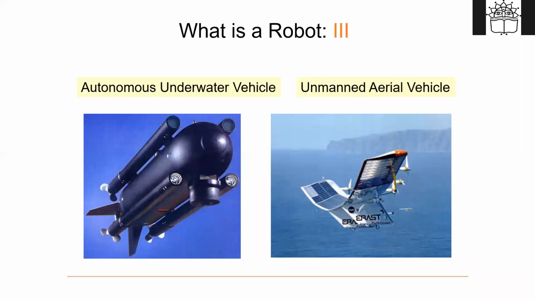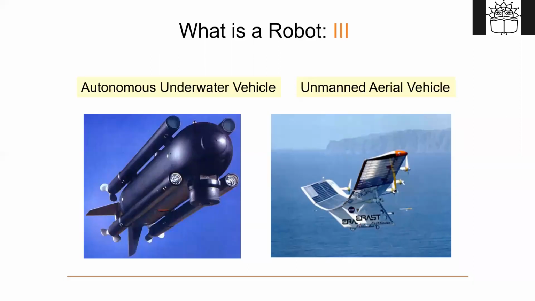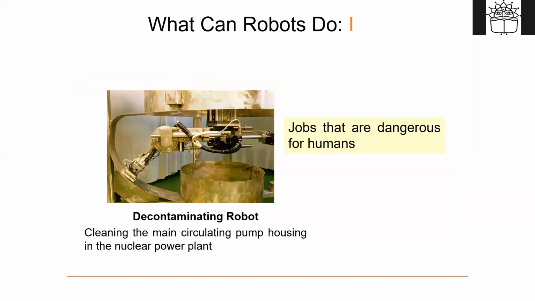Now, the autonomous underwater vehicle is an actual picture of a robot which is used underwater, and the second picture is of an unmanned aerial vehicle. You might have seen the movie Uri, in which drones are used. That drone is nothing but a robot, an unmanned aerial vehicle. So we can use robots underwater, on land, as well as in the air.